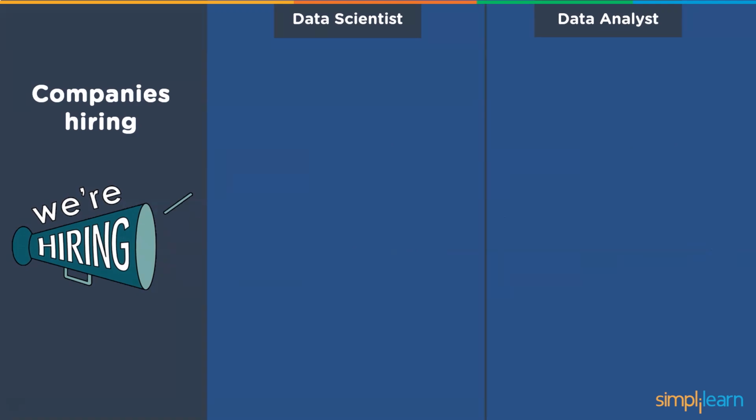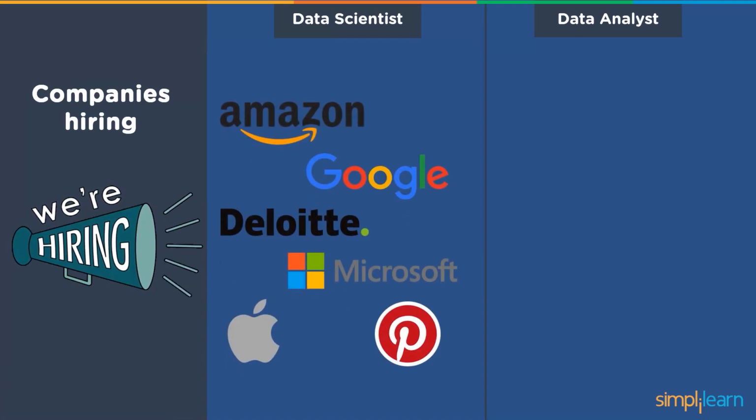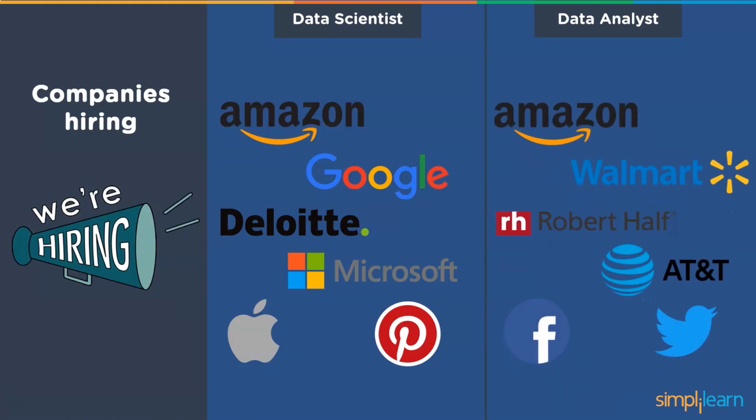Let's now take a look at the various companies hiring data scientists and data analysts. Here we have Amazon, the internet and search engine giant Google, Deloitte, the American multinational technology company Microsoft, then we have Apple and the American social media web and mobile application company Pinterest hiring data scientists. From the many companies hiring data analysts, here we once again have Amazon, then we have the popular retail company Walmart, Robert Half, and AT&T. Next, we have social media firms Facebook and Twitter.